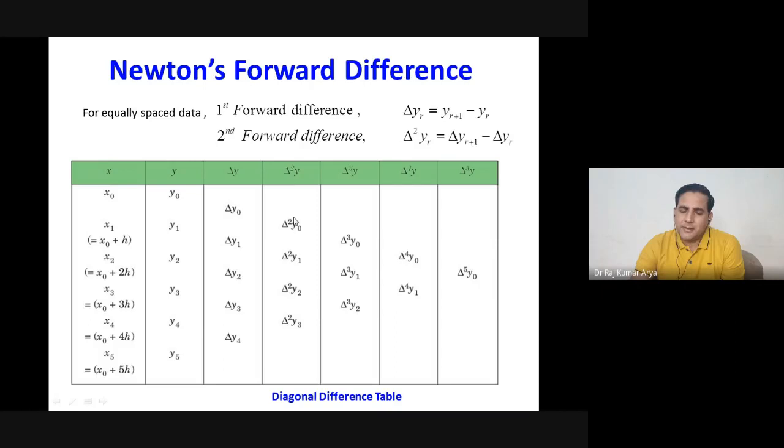Similarly, you are calculating the third forward differences here. Then fourth, then fifth. You have to keep on continuing till you get only one entry at the last. So this table can be generated.